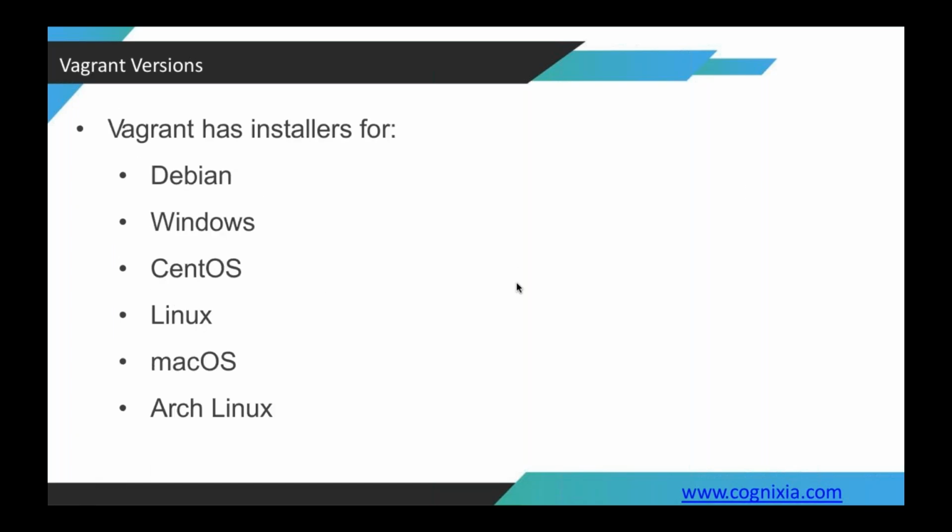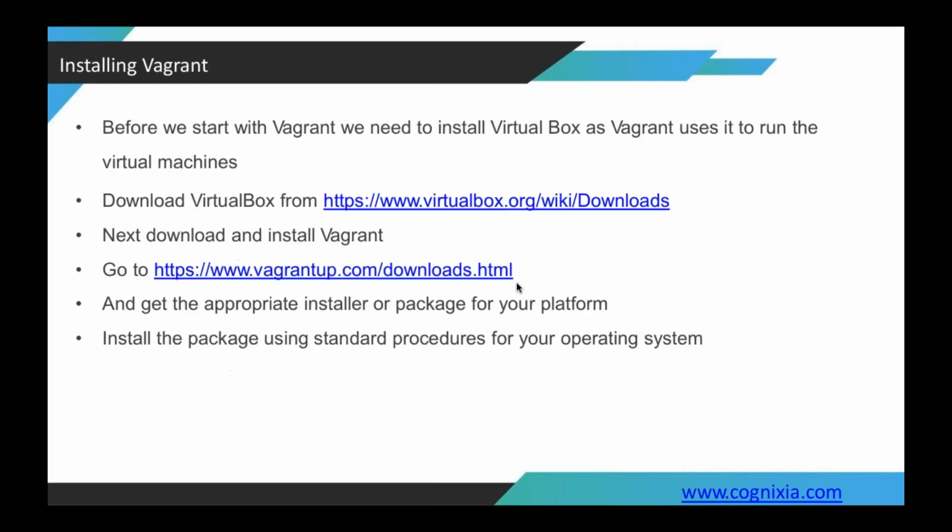Using Vagrant, you can install Debian, Windows, CentOS, Linux, Mac OS X, Arch Linux. So all the major operating systems out there, you can install through Vagrant itself. We already downloaded the software from the Vagrant site and VirtualBox.